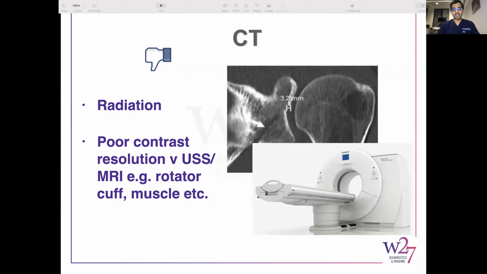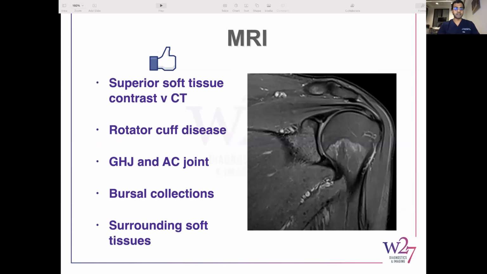The drawbacks of CT include ionizing radiation, which is very important, particularly if you're dealing with a young age group cohort of patients. But it also has a poor soft tissue contrast resolution when you compare it with ultrasound or MRI, when you're looking at the soft tissues and muscles, for example, the rotator cuff. So that may be a consideration based on your clinical findings.